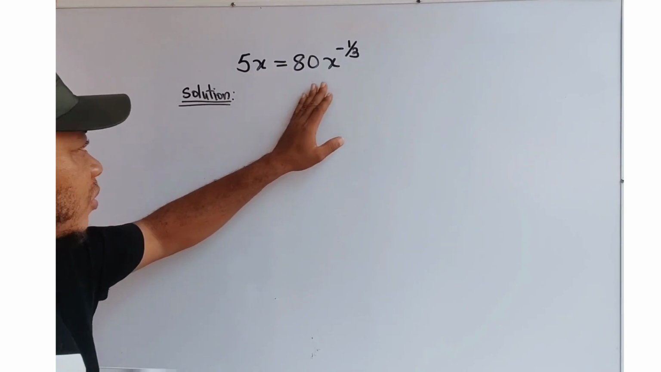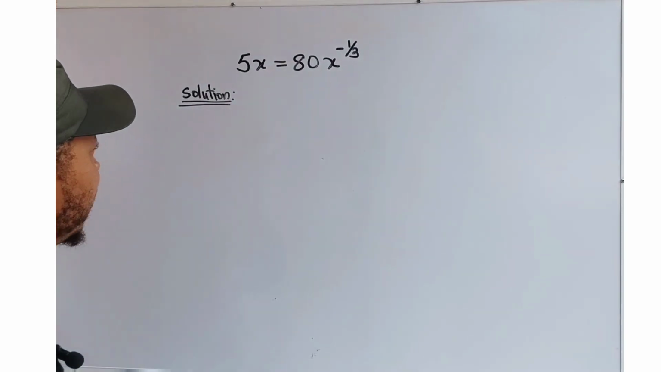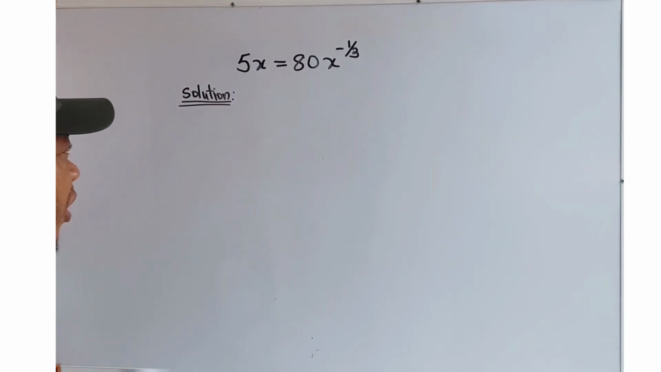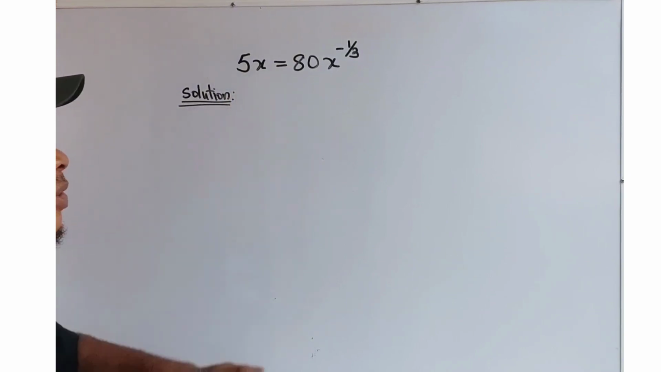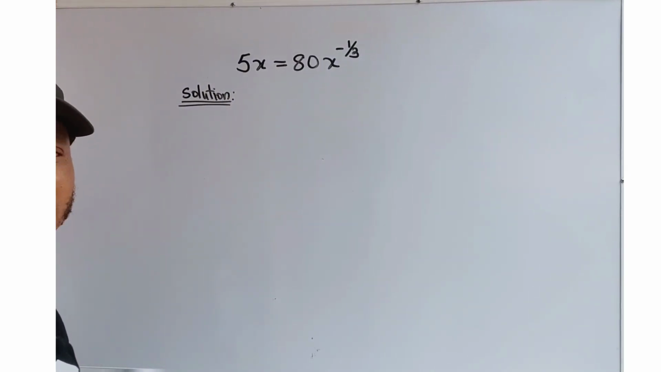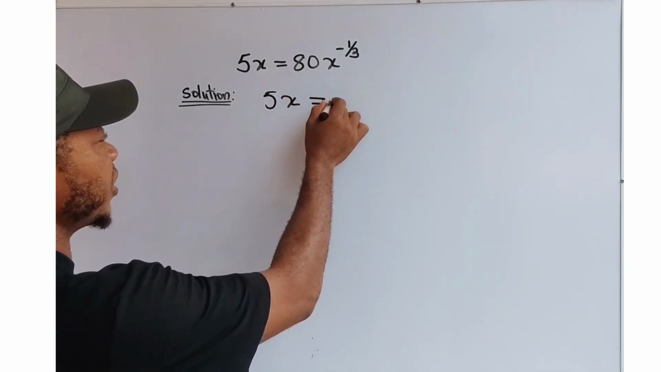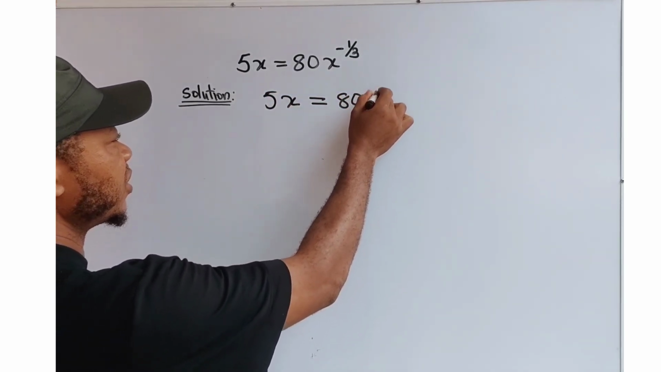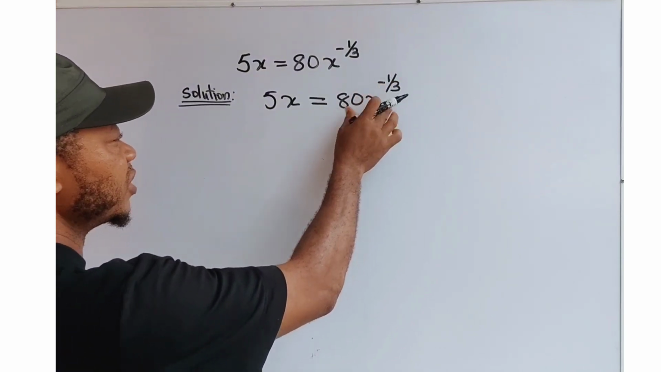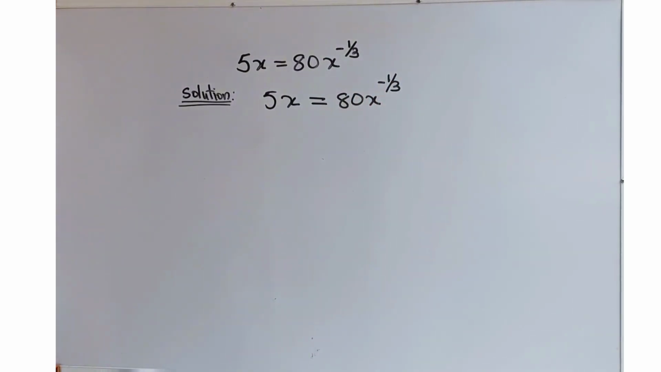Let me provide the solution to this particular question. We have to find the value of x if 5x = 80x^(-1/3). Solution: we have 5x = 80x^(-1/3). This is the question that is given to us.